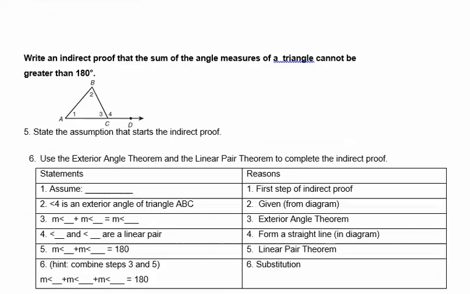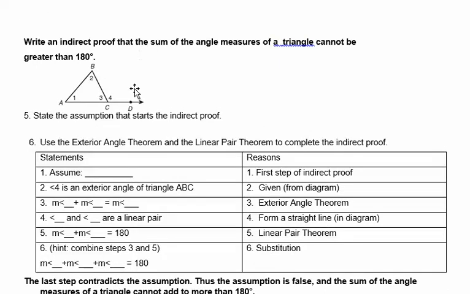So there I go. All right, so you're going to do the same thing for this problem. It says that the sum of the angle measures of a triangle cannot be greater than 180 degrees. And we're going to do that by using the exterior angle theorem and the linear pair theorem. The exterior angle theorem says that angle 4 would be equal to angle 1 and 2. And the linear pair theorem says something like angle 3 plus angle 4 equals 180.